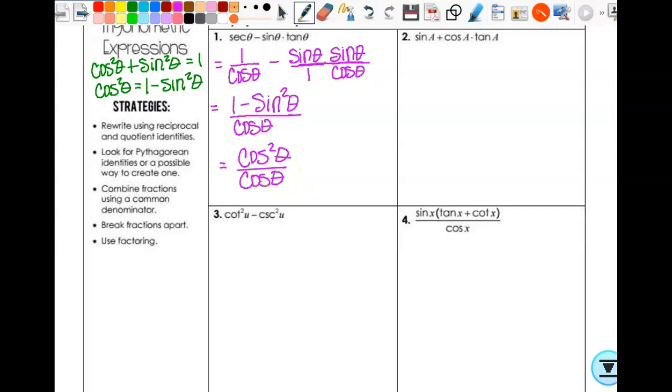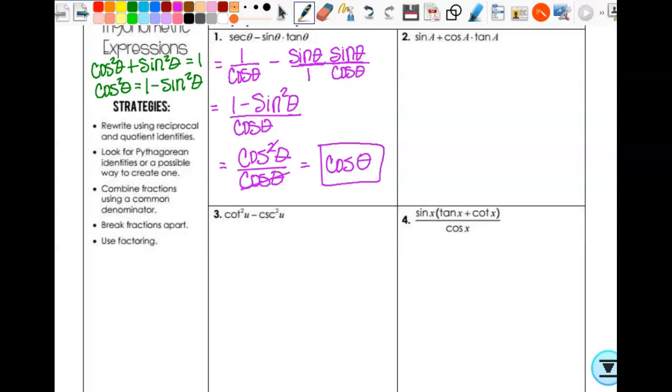Everybody okay with where everything came from? All right, can I reduce this? Yes, I can cancel this cosine with one of these, and that gives me just cosine theta. I'm down to one term. I'm good. Okay. What questions do you have?